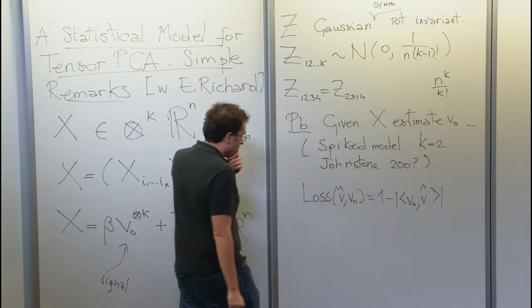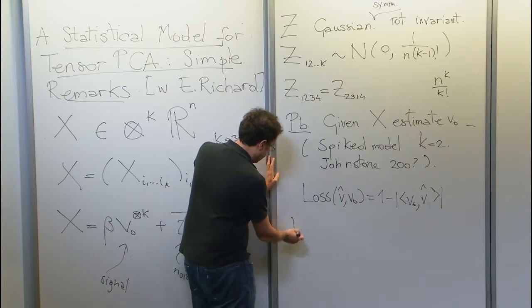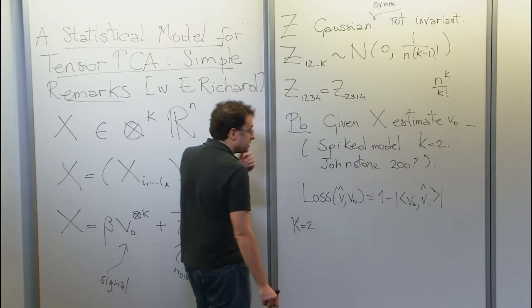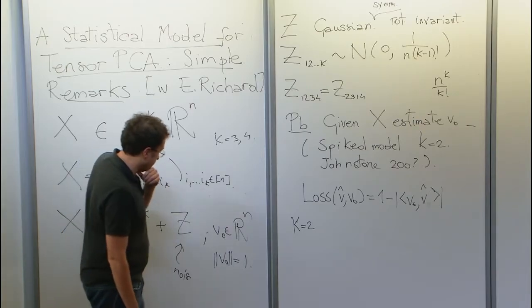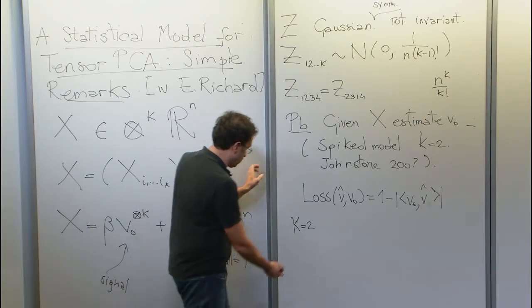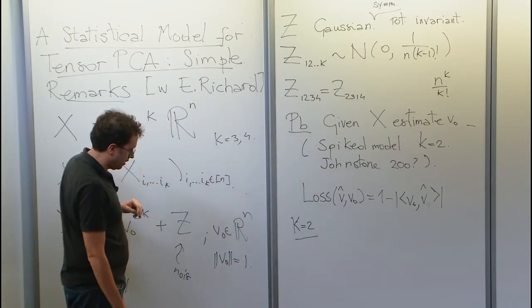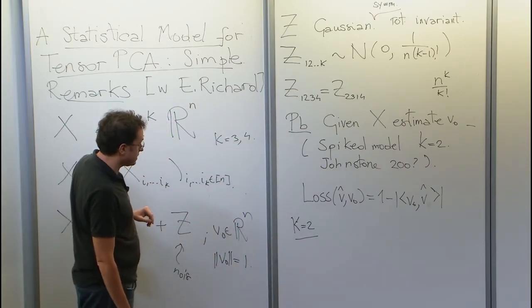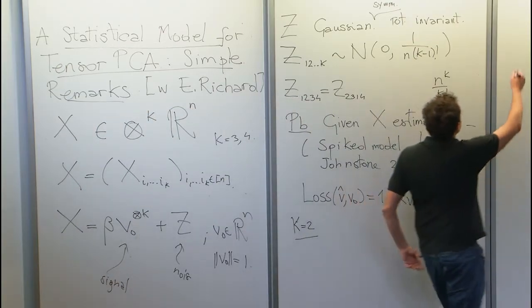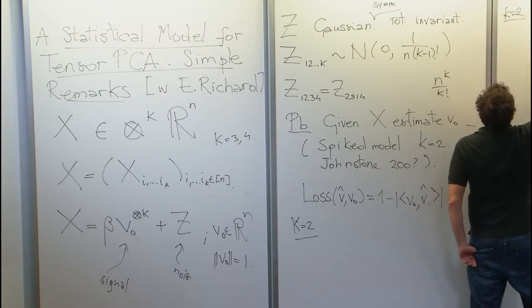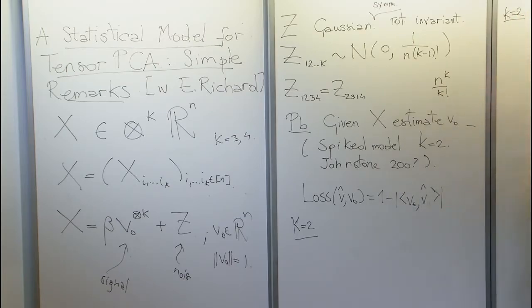This is my estimate. So let me just recall what happens in the case k equal 2, because this is a little bit of context, and this is very well studied in statistics and probability theory. Probability theory has the name of low-rank deformation of a Wigner matrix. There is a phase transition that is attributed to Baik, Ben Arous, Péché, and others, and there are hundreds of papers on that: Capitaine, Féral, Knowles, Yin, and many others.